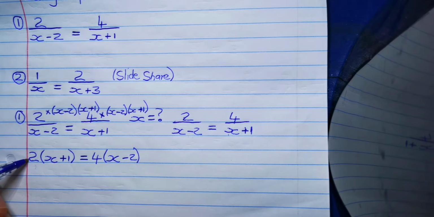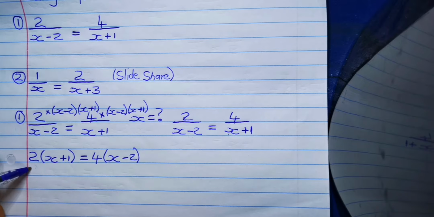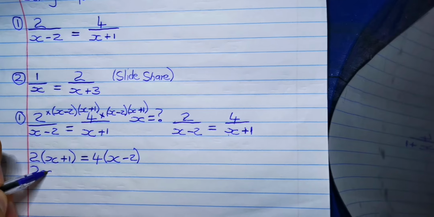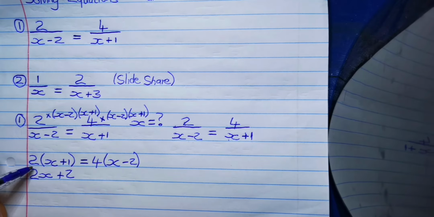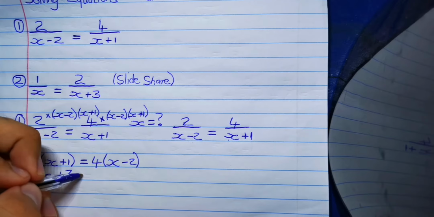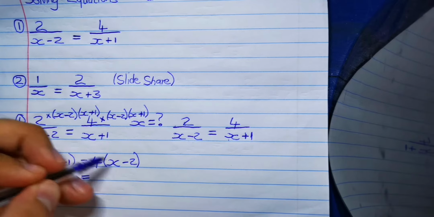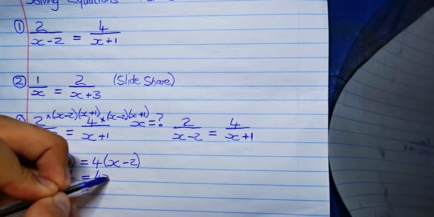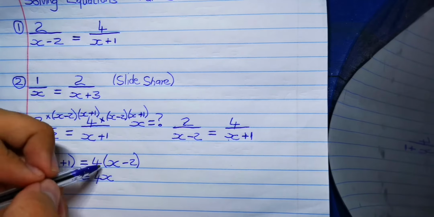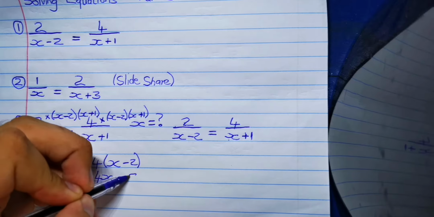So what we do here is we take the 2 inside the brackets. So we say 2 times x is just 2x, and we say 2 times 1 is just 2. Now we can also take the 4 into the bracket, so we say 4 times x is just 4x, and we say 4 times minus 2 is minus 8.